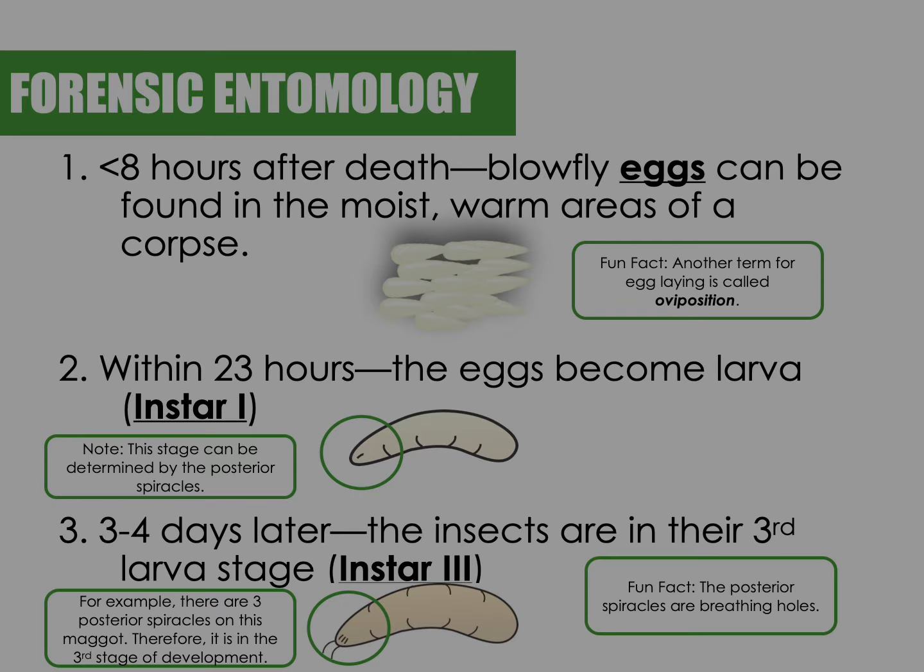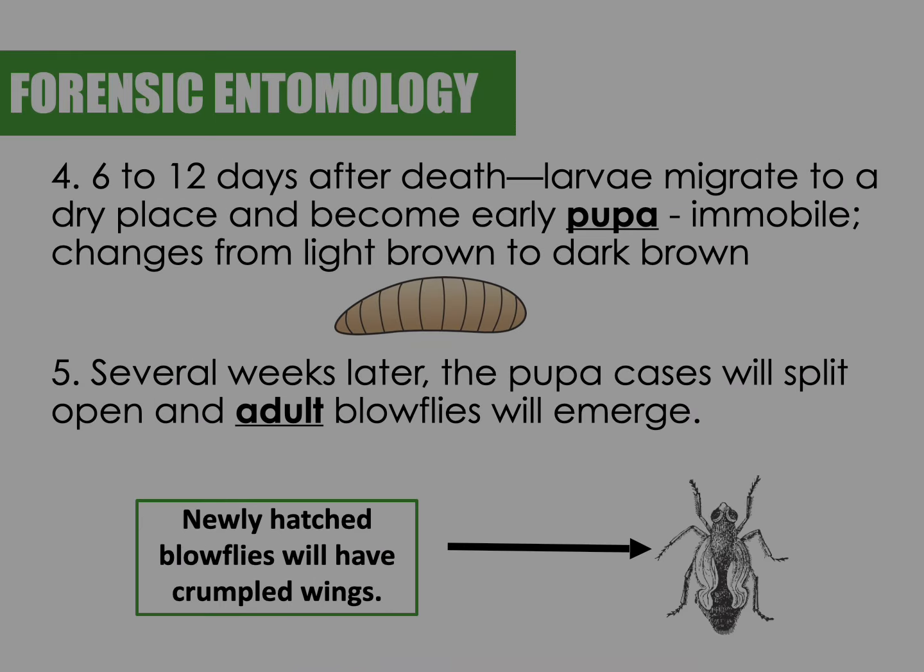Another term for egg laying is called oviposition. Ova meaning egg here, and position, the position of the eggs. 6 to 12 days after the death of the body and the laying of the eggs, larvae migrate to a dry place and become early pupa. Pupa are immobile. They cannot move. They change from light brown to dark brown in this phase.